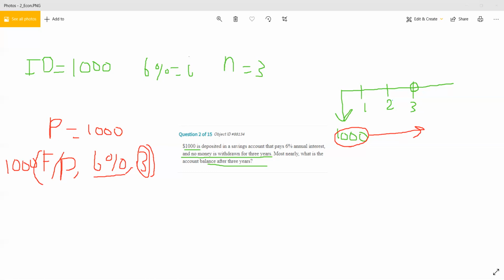That's 1.19. You get that from the equation. Yeah, I can look at it. Let's see. 3, F given P. 1.191, I can agree with that as well.